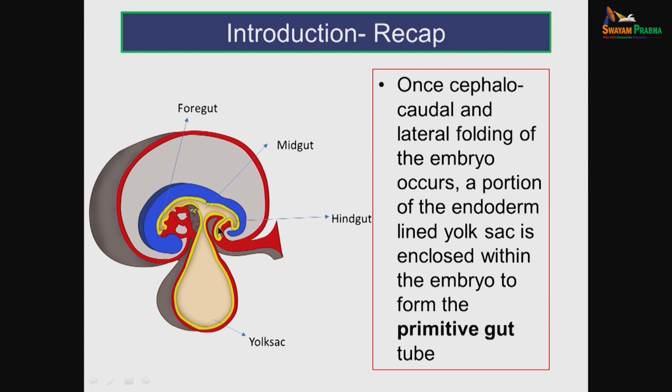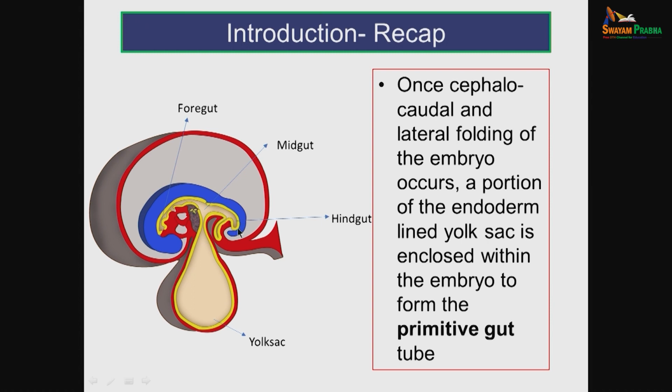There is a diverticulum coming from the ventral aspect of the hindgut. You can see a diverticulum in this picture from the ventral aspect of the hindgut. This diverticulum is called as allantois or allantoic diverticulum. What I am pointing out is the allantois or allantoic diverticulum. I will refer this back once we start studying in detail the development of urinary bladder.